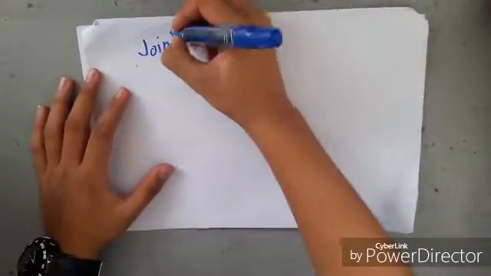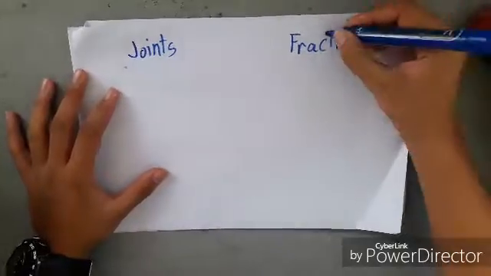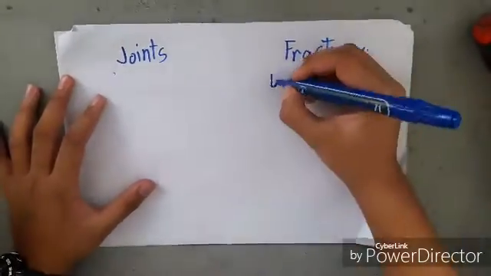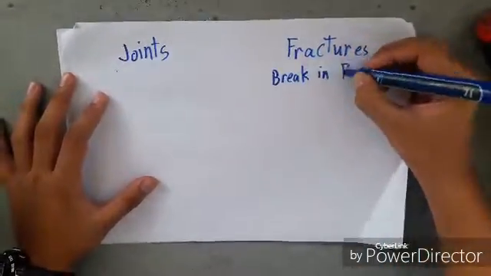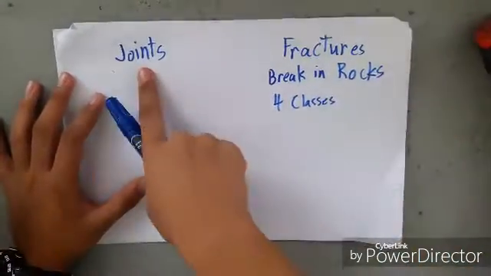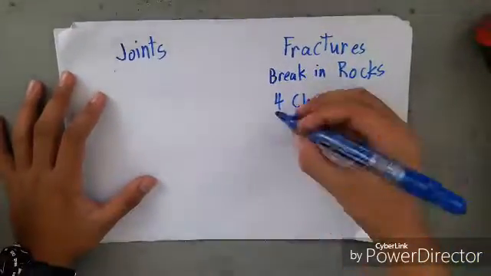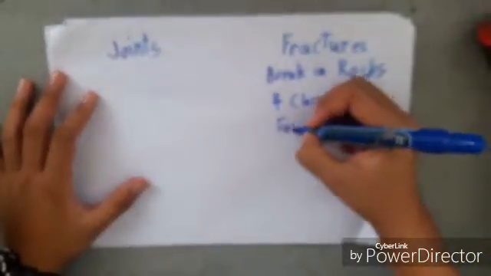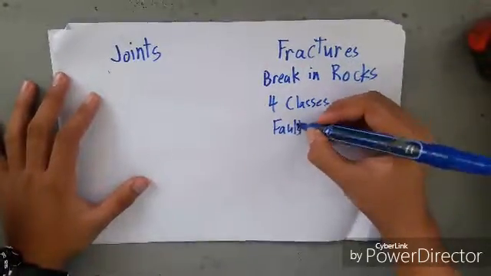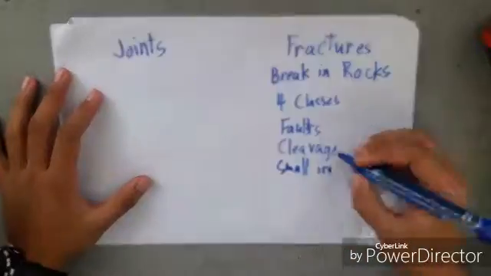Joints and fractures are the most abundant signs of strain and deformation in rocks. The term fracture is general and includes any break in rocks. There are four classes of fractures. Joints are more or less regular groups of fractures parallel with little or no movement or orientation of rock components. Faults, including shearing, cleavage, and small irregular breaks.